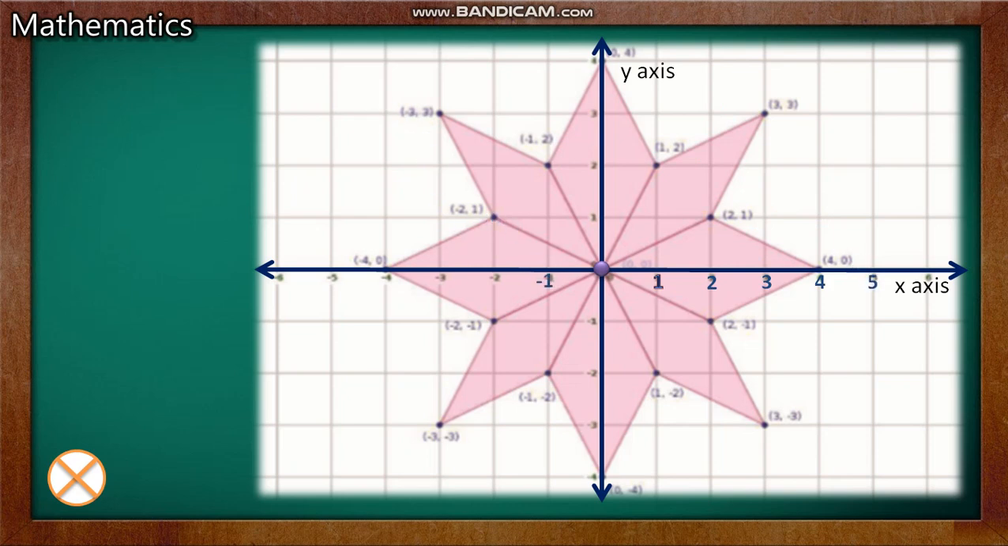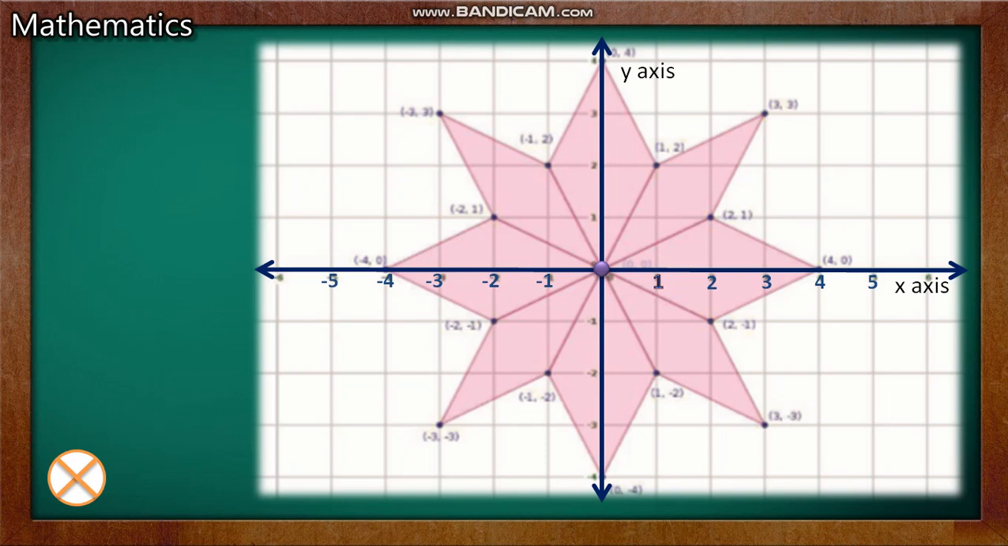On the left side -1, -2, -3, -4 and -5. In the x-axis, the right side of the origin will be positive numbers 1 2 3 4 5. This arrow mark means it is continuing, and the left side of the origin will be negative numbers, that is -1 -2 -3 -4 and -5.